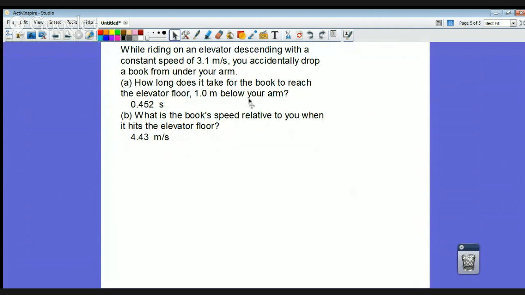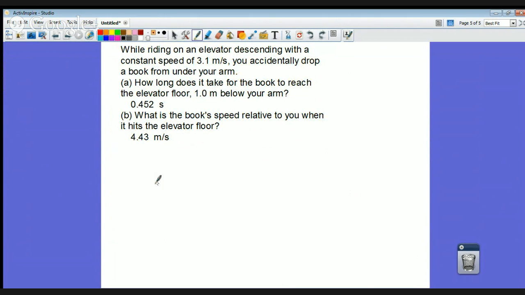So while riding on an elevator descending with a constant speed of 3.1 meters per second, you accidentally drop a book from under your arm. How long does it take for the book to reach the elevator floor 1 meter below your arm? What is the book's speed relative to you when it hits the floor?